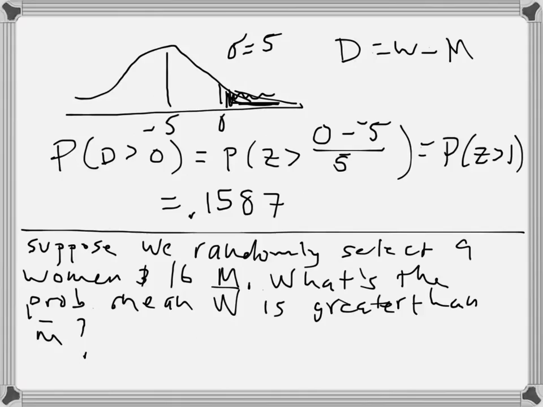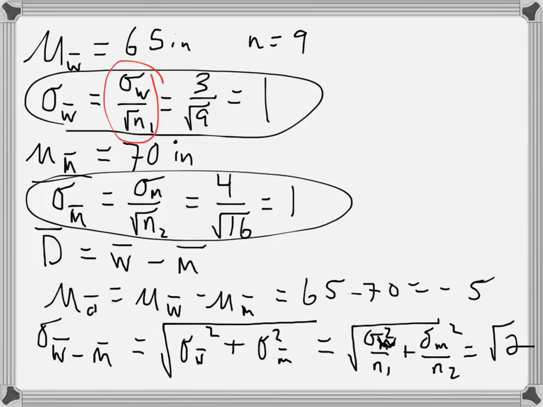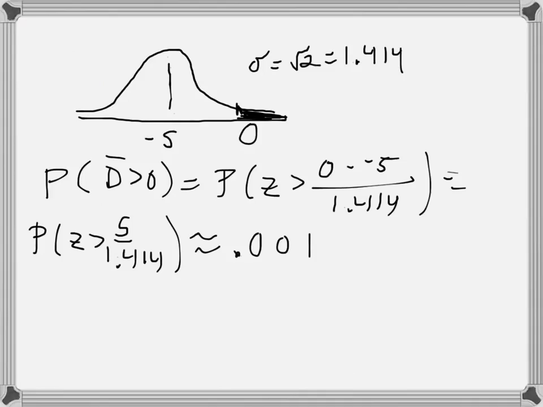In problem number 1, I'm just taking one single person from each. What's the probability that one man is greater than one woman? Right about 16%. And in this case, I'm looking at the average of 9 females. What's the probability the average of 9 females is going to be greater than the average of 16 males? Well, a lot less likely. That would happen about 1 in 1,000 times, 0.001.